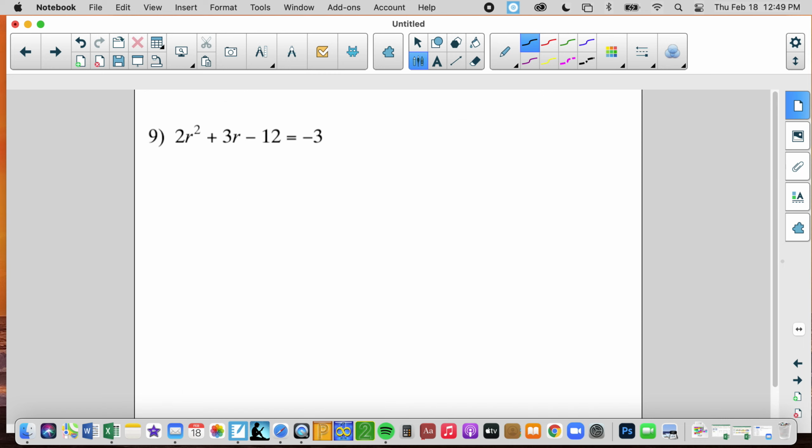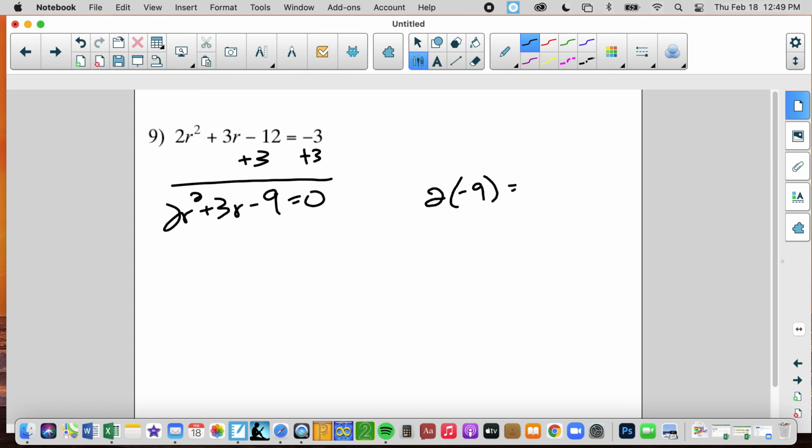Good. Number 9. Again, we're going to combine constants. 2r squared plus 3r minus 9 equals 0. So not a perfect square, not a binomial square. So we're going to do 2 times negative 9 is negative 18. 1 and 18, 2 and 9, 3 and 6. Signs are different. Bigger is positive.